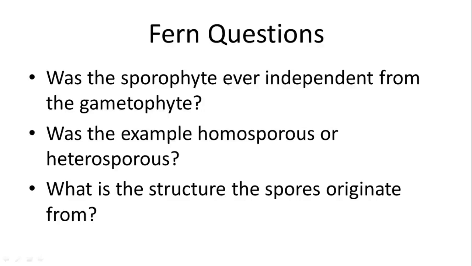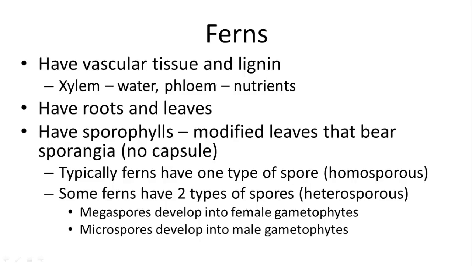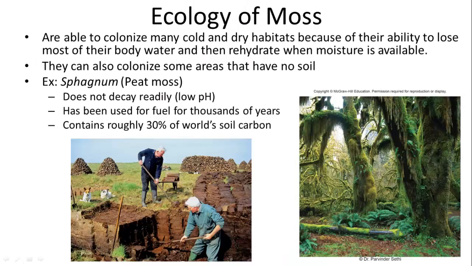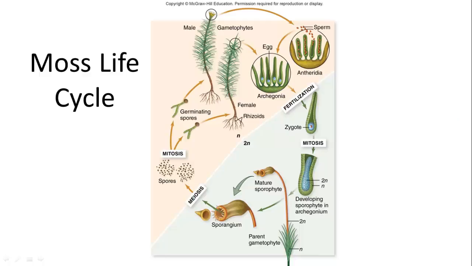So some of the questions about ferns: was the sporophyte ever independent from the gametophyte? Was the example that we gave homosporous or heterosporous? And what is the structure the spores originate from? There's the fern life cycle, and then going back to the moss life cycle. All right, that's it.